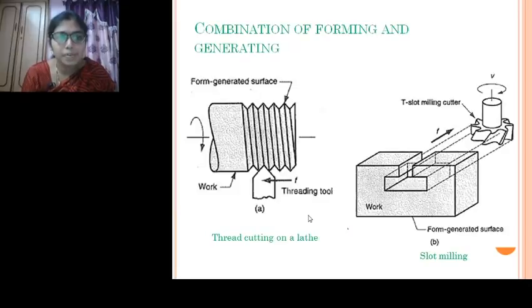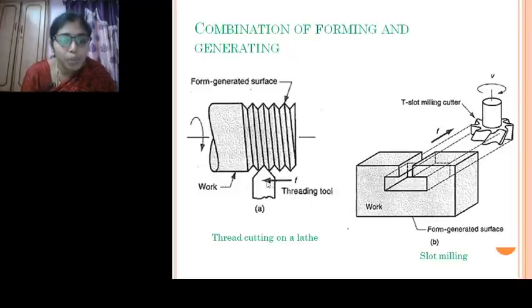And there are other types, where we use a combination of these two, forming and generating type. In this thread cutting operation, you can see the shape of the thread. This is a thread cutting tool. We provide this V shape to this tool, which determines the thread, or the type of thread that has to be obtained.